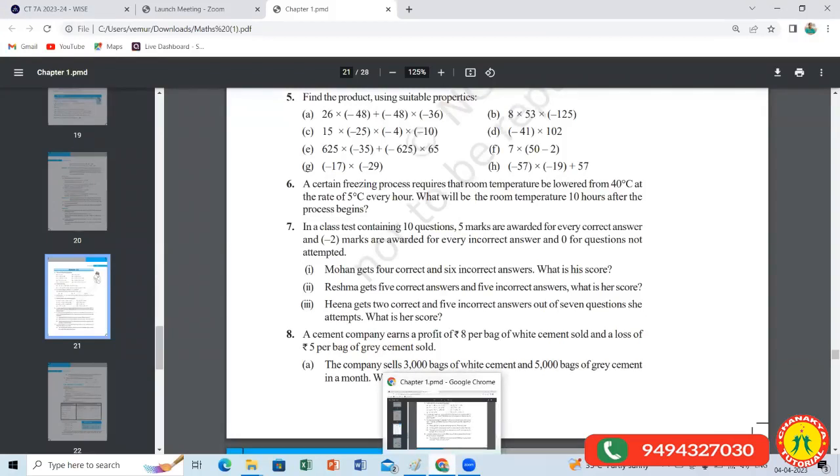Right, now the question goes to Varshit. Varshit, 7th bit. There are 3 bits. The 7th bit, first one you can read. In a class test containing 10 questions, 5 marks are awarded for every correct answer and -2 marks are awarded for every incorrect answer and 0 for questions not attempted. First bit: Mohan gets 4 correct answers and 6 incorrect answers. How many marks for correct? Ma'am, 5 marks.